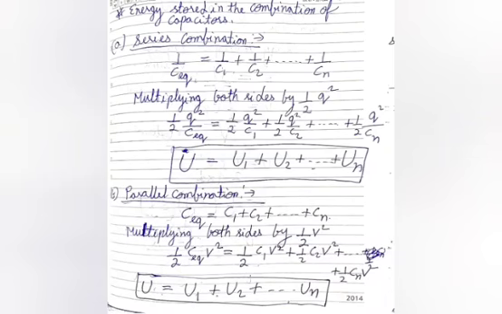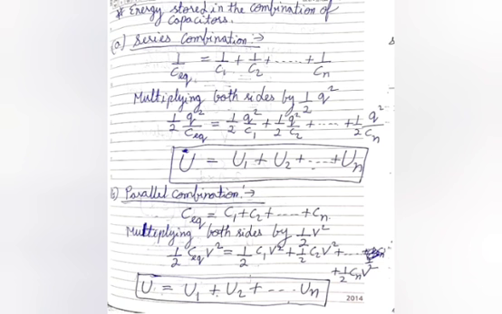Now after completing the topic of energy stored in a capacitor, we are going to start a new topic, which is energy stored in the combination of capacitors. Obviously there could be many capacitors in a combination. It is not necessary that you get only one capacitor in a circuit. There could be various numbers of capacitors in the combination.